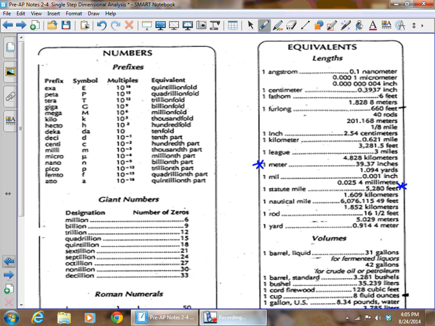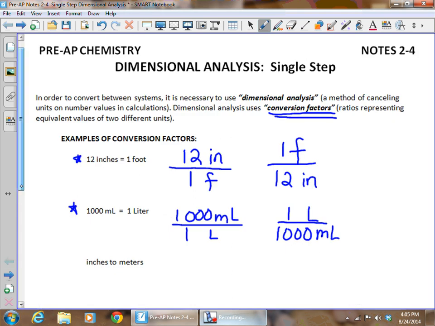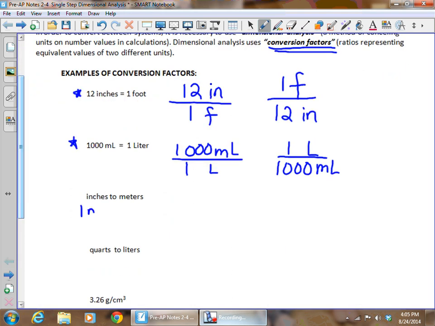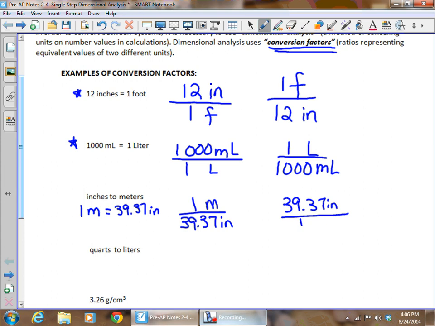So if you'll notice, I have it marked that the relationship between 1 meter and inches is that 1 meter is equal to 39.37 inches. So that's the equivalent statement. 1 meter is equal to 39.37 inches. So with that information, we can now write a conversion factor just like we did before. We simply had to look up the values for this particular one. So 1 meter over 39.37 inches and 39.37 inches over 1 meter.